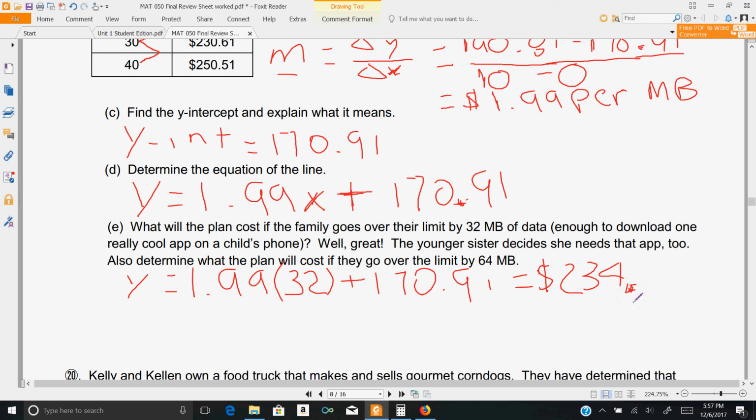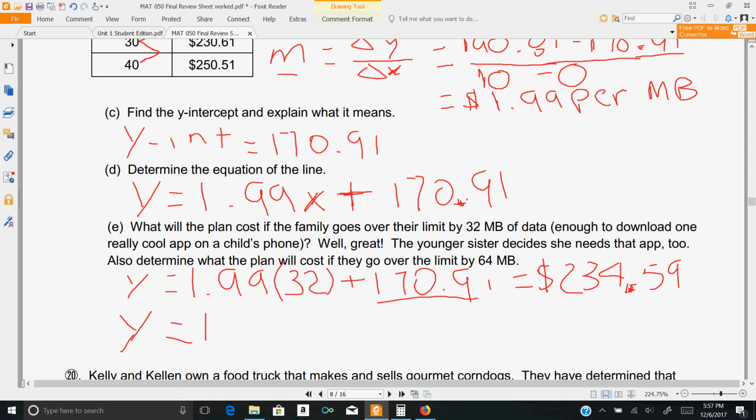Okay, that's a decimal point. Trust me. Okay. Well, great. The younger sister decides she needs that app too. Also determine what the plan will cost if you go over by 64 megabytes. And some people are tempted to multiply this by 2, but when you do that, you will double your y-intercept.